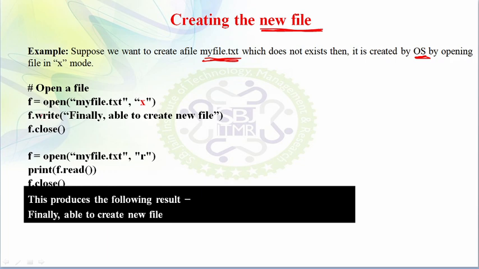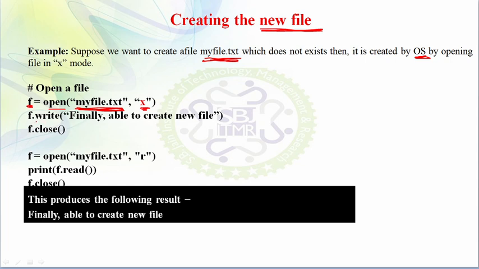Let's see how it is done. We will first open the file. We are opening the file myfile.txt in X mode. This myfile.txt does not exist. We are creating it using the X mode. So by using the X mode, your new file myfile.txt will be created, and its object will be passed in this f variable.